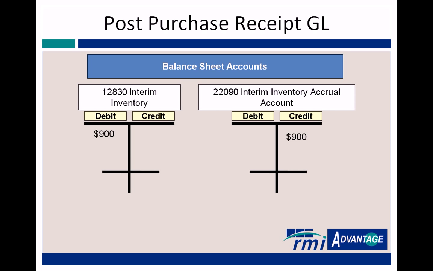And if we take a look at our T accounts right now, this is how our transaction looks. We have our debit for the $900, that's the 10 brackets times the $90 that we think each bracket will cost, gives us the $900, and that's our debit in our interim inventory account. And the $900 credit is in our interim inventory accrual account.